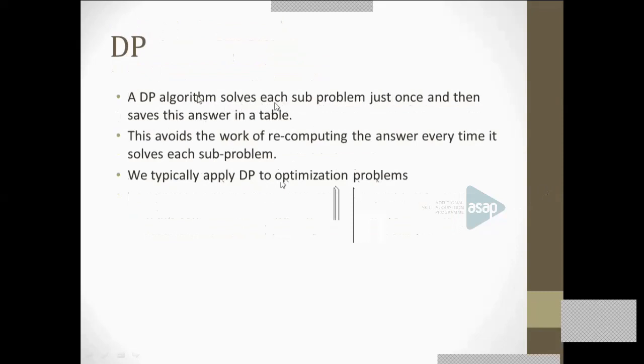A dynamic programming algorithm solves each subproblem exactly once. Then it saves this answer in a table, just like memorizing. This avoids the work of recomputing the answer every time. Okay, whenever that subproblem arises again and again, then we need not perform a recomputing. Okay. Then another thing where we can apply this dynamic programming.